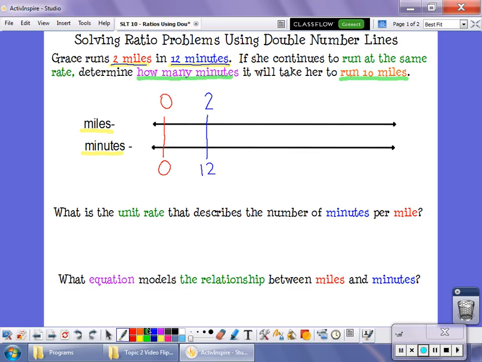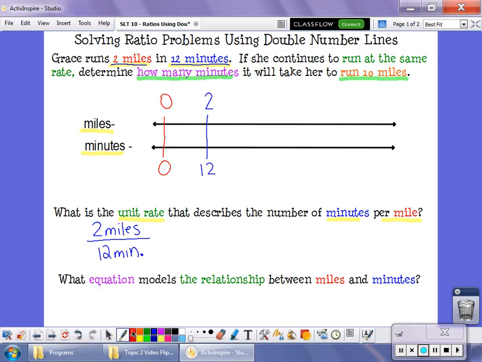Now, number lines can help us because we can move forward and backwards on our number line. So for example, if we look at this first question here, it says, what is the unit rate that describes minutes per mile? That means I want 1 mile. Now we've done these problems before where we've set them up as a ratio, 2 miles, and she does that in 12 minutes.